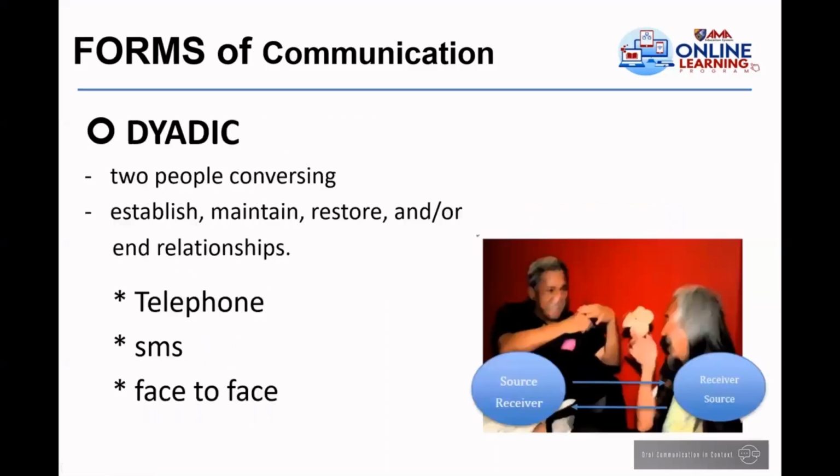Second form of communication, dyadic. Dyadic form of communication is composed of two people conversing. The goal of the dyadic form of communication is to establish, maintain, restore, and or end a relationship. So what are the different channels or mediums that can be used in the dyadic form of communication?